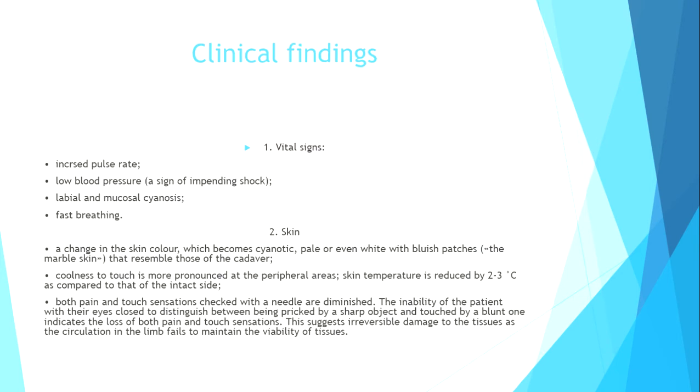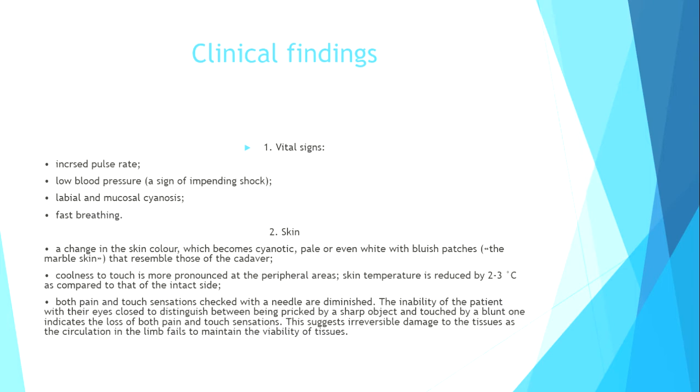Clinical findings. Vital signs: increased pulse rate, low blood pressure, labial and mucosal cyanosis, fast breathing. Skin changes. A change in skin color, which becomes cyanotic, pale or even white with bluish patches, the marble skin, that resembles that of a cadaver. Coolness to touch is more pronounced at the peripheral areas. Skin temperature is reduced by 2 to 3 degrees Celsius as compared to that of the intact side.